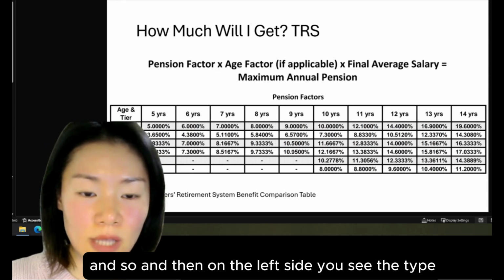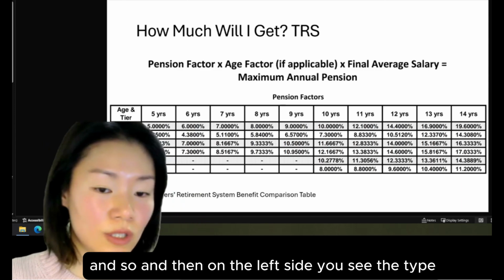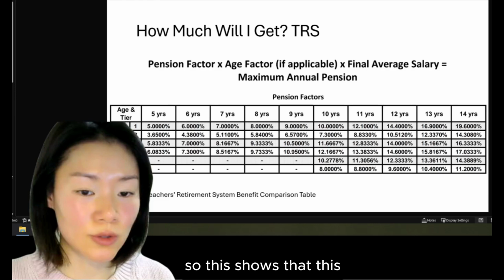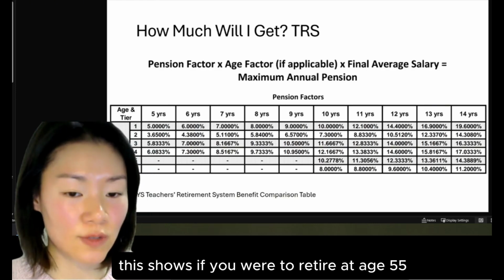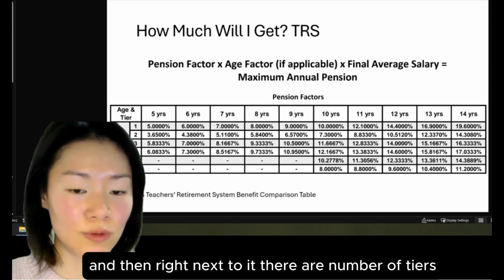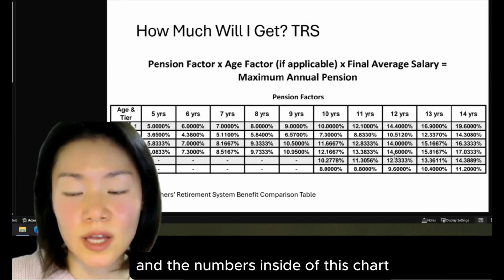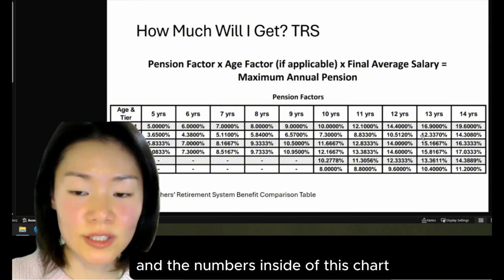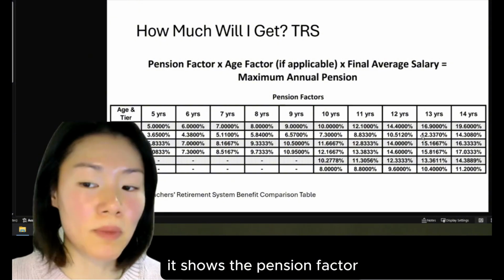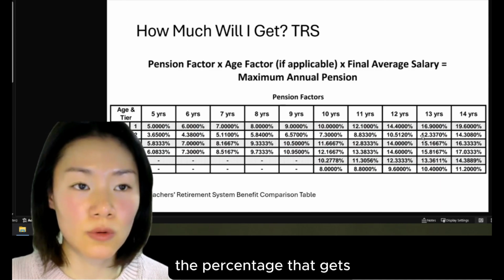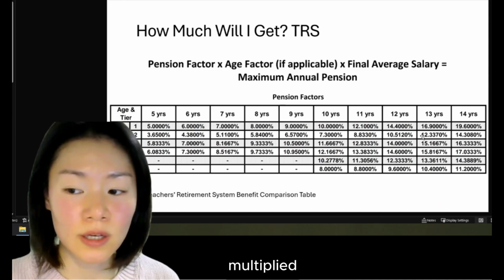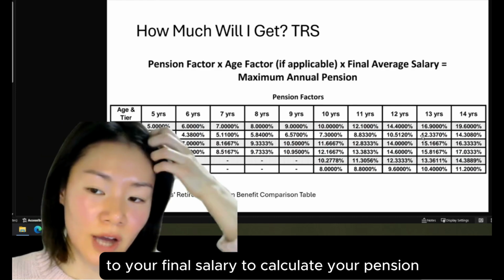On the left side you see the age of your retirement. So this shows if you were to retire at age 55, and right next to it there are a number of tiers. The numbers inside this chart show the pension factor, and this is the percentage that gets multiplied to your final salary to calculate your pension.